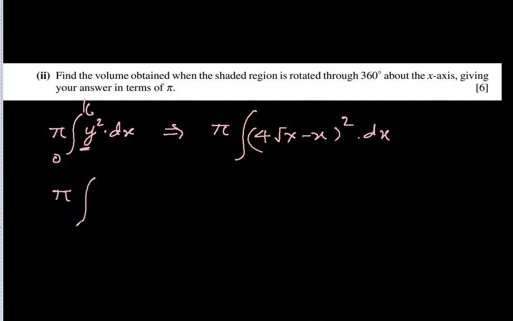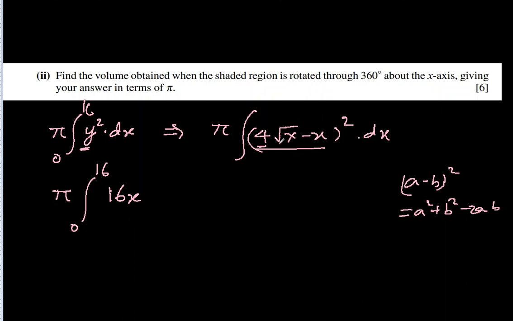Pi, 0 to 16. Let's square this one. We'll again do the same thing. (a minus b) whole squared is a squared plus b squared minus 2ab. So the square of 4 square root x will be 16x, because 4 squared is 16 and the square root squared will be just x, plus the square of x is x squared, minus 2 times 4 square root x times x, and then dx.